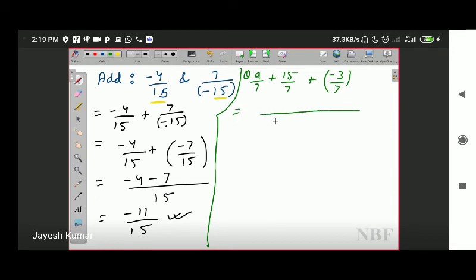What we do is, first of all, we write the common denominator. The common denominator is 7. Then we write the numerators as they were: 9 as it is, 15, plus minus 3, that is minus 3. 9 plus 15 is 24, minus 3 upon 7. This will be 21 upon 7.